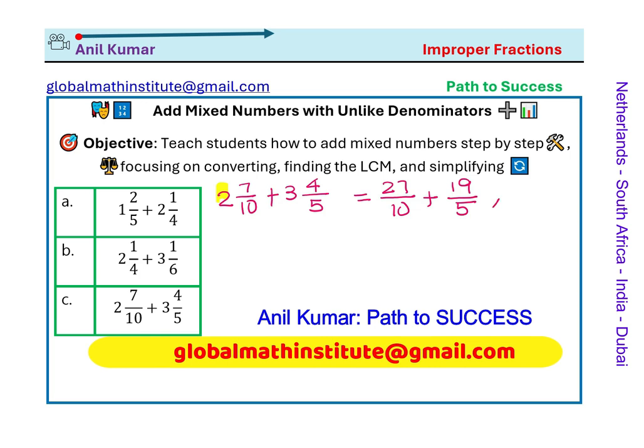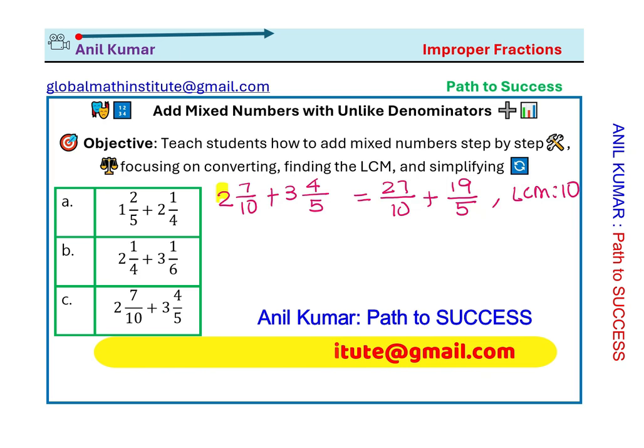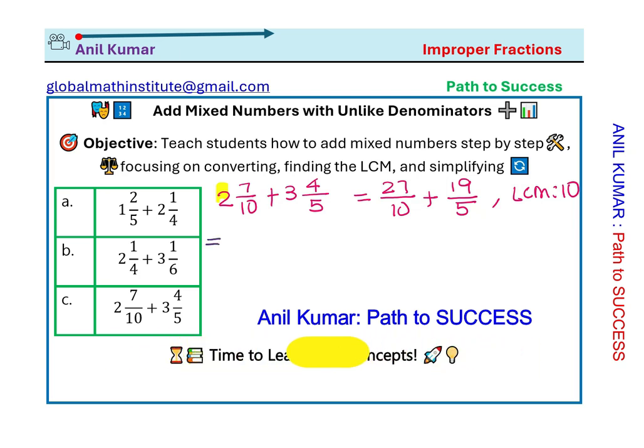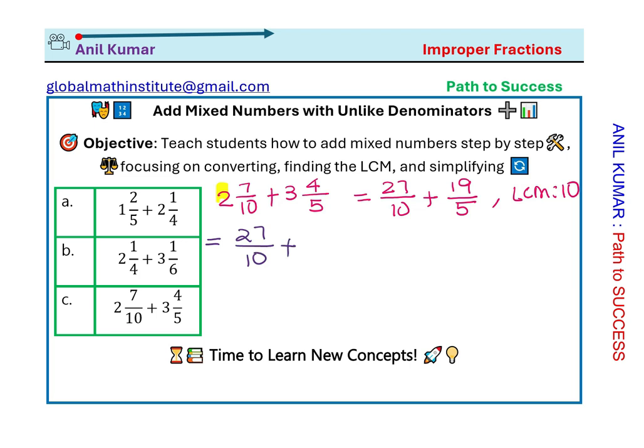Now we have to take the LCM, right? So LCM in this case is 10, right? 10 is a multiple of 5, so you don't have to think much. So how do you make 10? Well, for the first one, it is already there. And for the second one, multiply by 2. So we have 38 over 10.